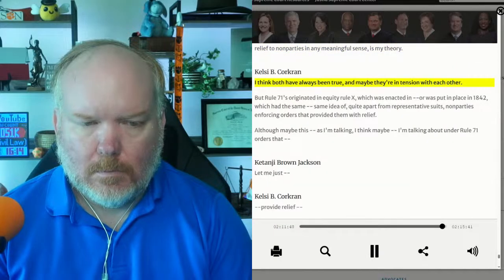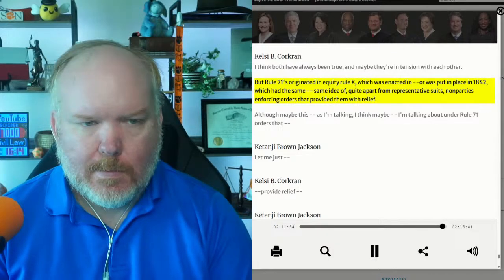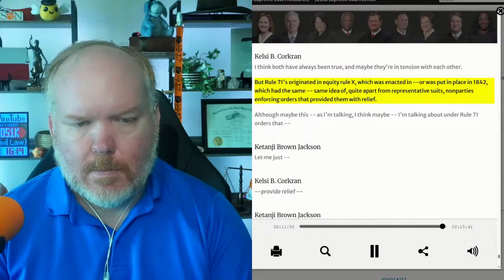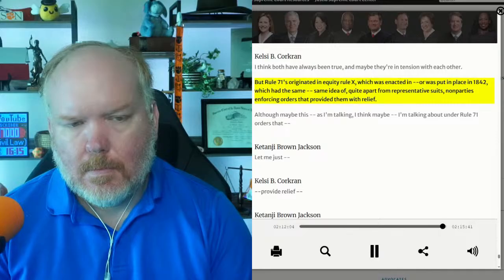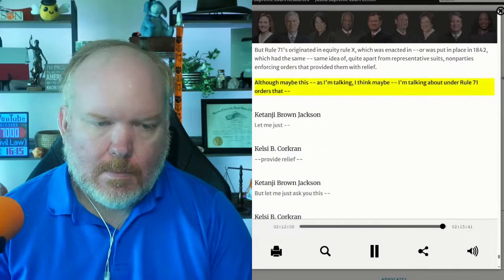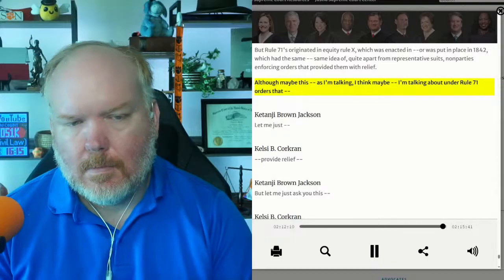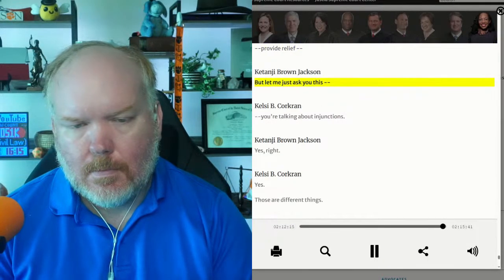I think both have always been true, and maybe they're in tension with each other, but Rule 71 originated in Equity Rule X, which was put in place in 1842, which had this same idea of, quite apart from representative suits, non-parties enforcing orders that provided them with relief. Although maybe, as I'm talking, I'm talking about under Rule 71, orders that provide relief. But let me just— You're talking about injunctions.